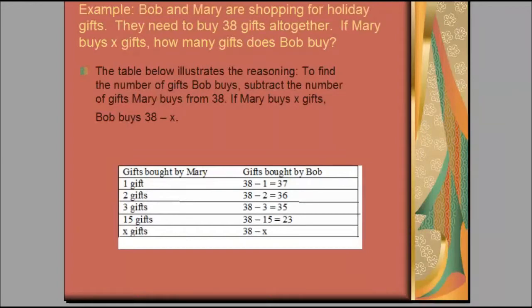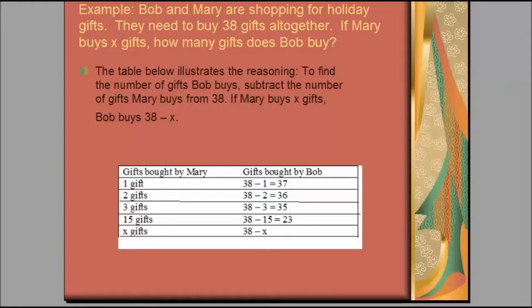Suppose Bob and Mary are a couple and they're shopping for holiday gifts. They need to buy 38 gifts altogether. If Mary buys X gifts, how many gifts does Bob buy? The table below illustrates the reasoning. To find the number of gifts Bob buys, subtract the number of gifts Mary buys from 38. So let's look at the table.